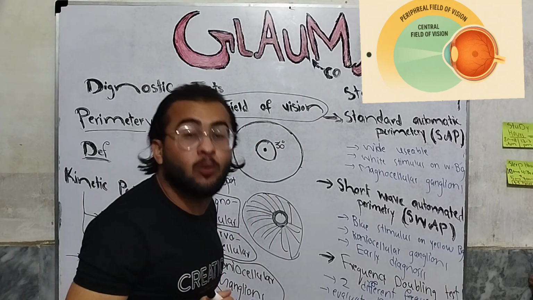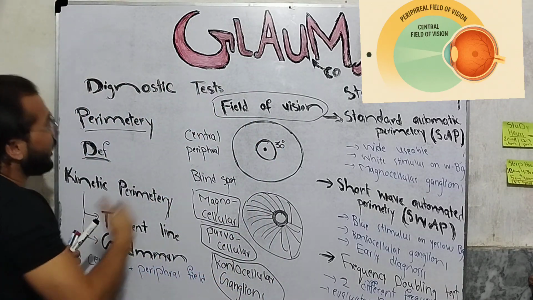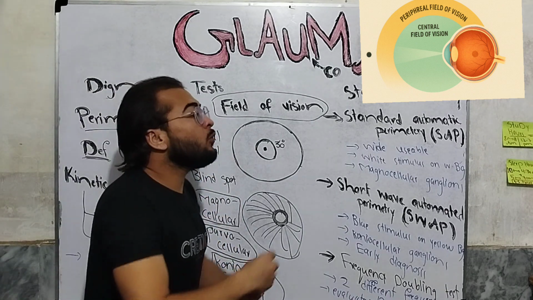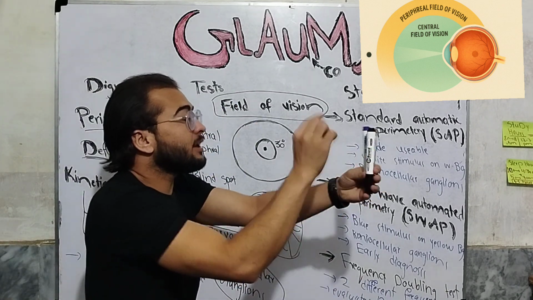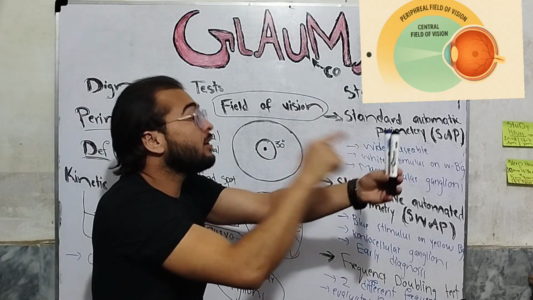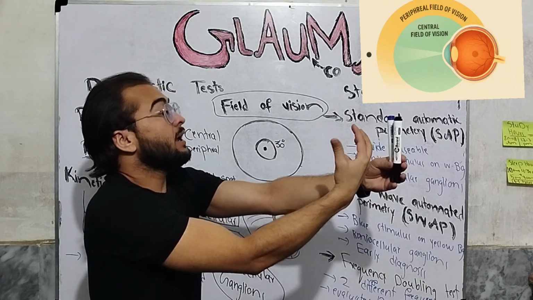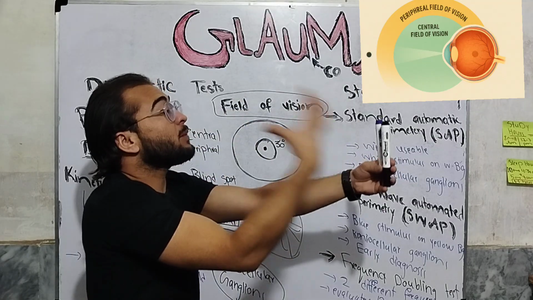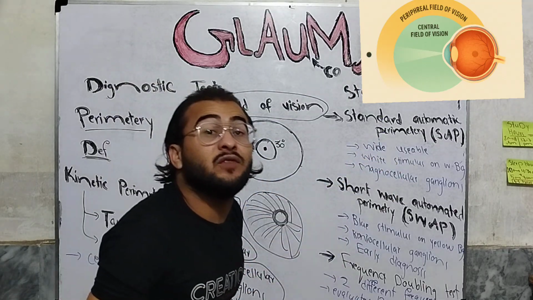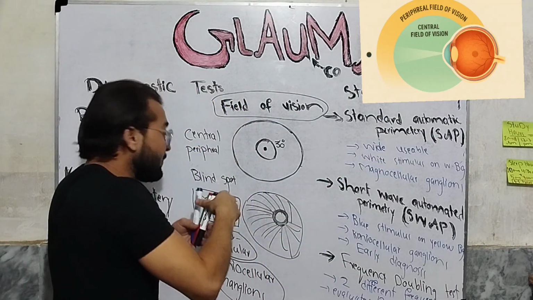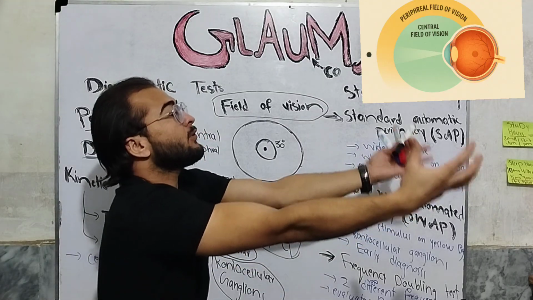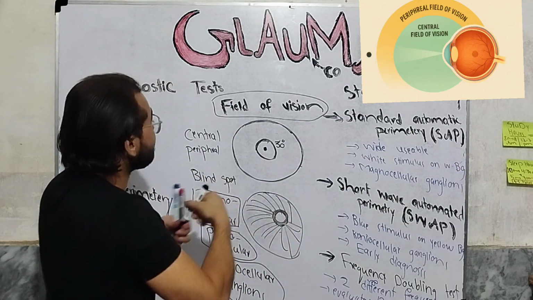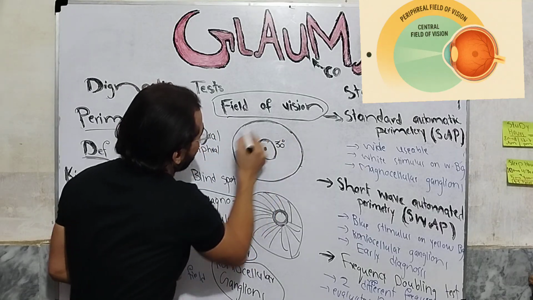So what is the field of vision? And a few other concepts. Field of vision: when we fix on a central fixating point, all the areas which we are perceiving around it, this is called the field of vision.